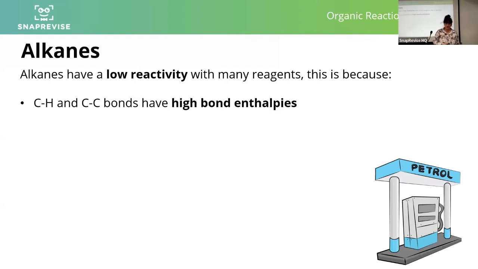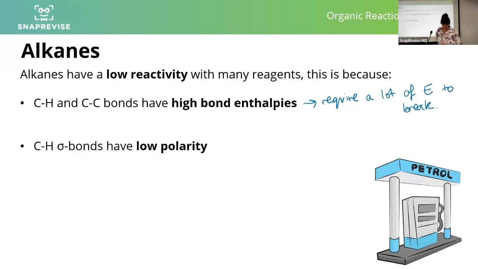This is because carbon-hydrogen and carbon-carbon bonds have high bond enthalpies. If they've got high bond enthalpies, it means what? It means they require a lot of energy to break. And also because carbon-hydrogen bonds have low polarity. So as well as it taking a lot of energy to break those bonds, carbon-hydrogen sigma bonds have low polarity. That is because carbon and hydrogen have very similar electronegativities.